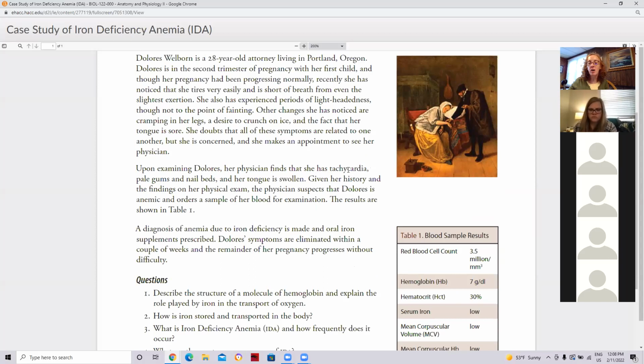Tachycardia means you have a higher heart rate than normal. If I remember right, I think it's consistently above 120. Pale gums and nail beds, and her tongue is swollen. Given her history and the findings of her physical exam, the physician suggests that Dolores is anemic and orders a sample of her blood for examination. The results are shown in table 1.